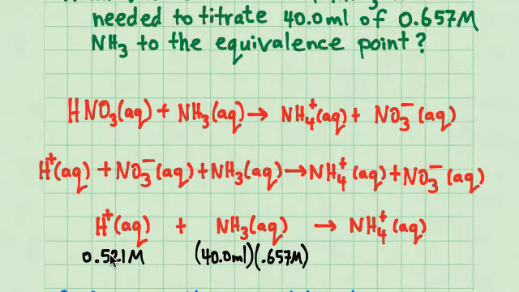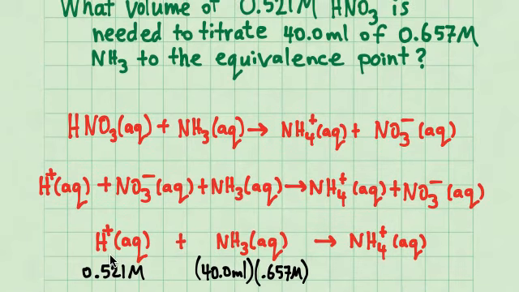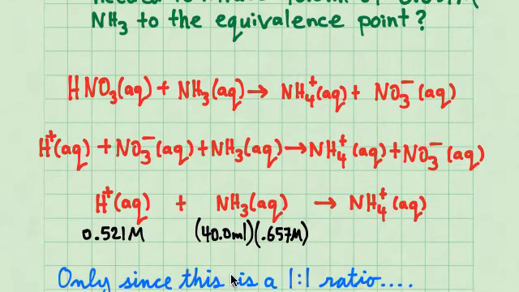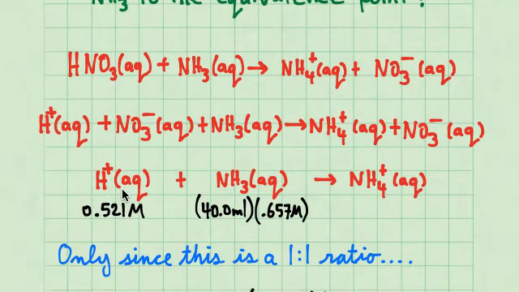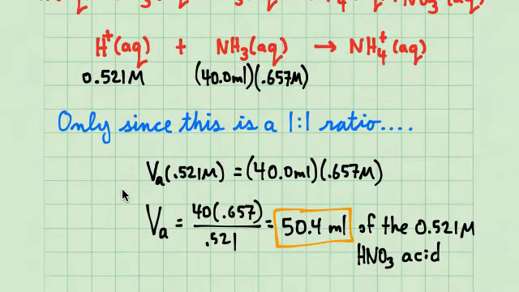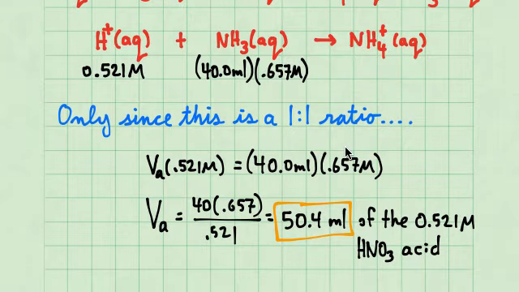And I had 0.521 molar acid and 0.657 molar base, 40 milliliters of it. Since it's a 1-to-1 ratio, very nice, very easy, this one times this one divided by this one would give me my volume of acid to use. Just about too simple. If it's 1-to-1, it's almost a no-brainer, as long as you know the simple rule. In other words, millimoles of base equals millimoles of acid.